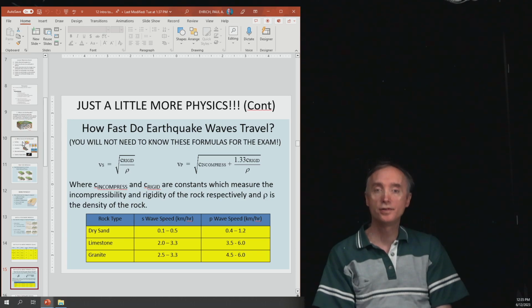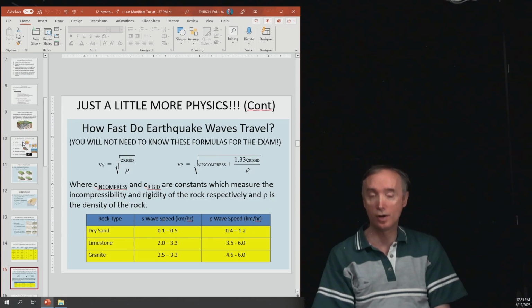Okay, now this is just the formula that shows the reason why the P waves are going to arrive first and then the S waves are going to arrive second. So if you look at the formula, you'll notice that the velocity of the P wave has two parts to it. And so when you plug numbers into those two parts, that's the reason why that velocity is going to be larger than the S wave.